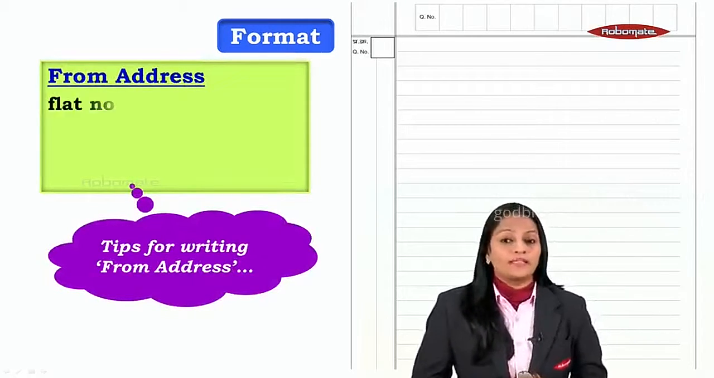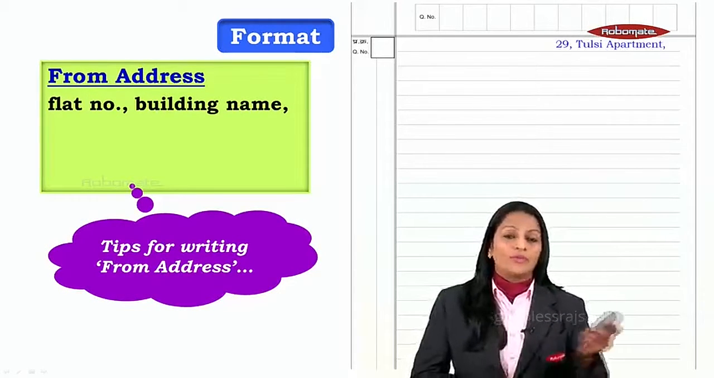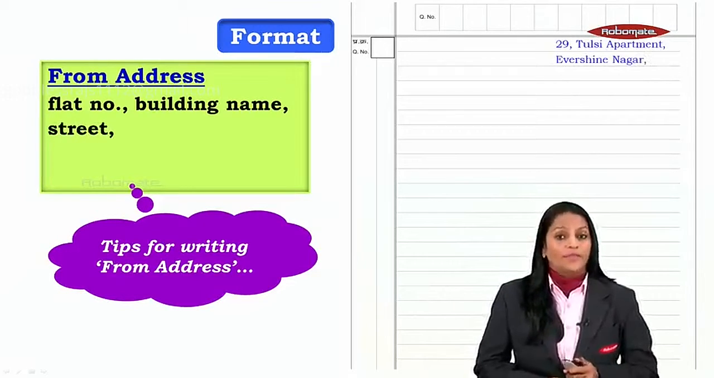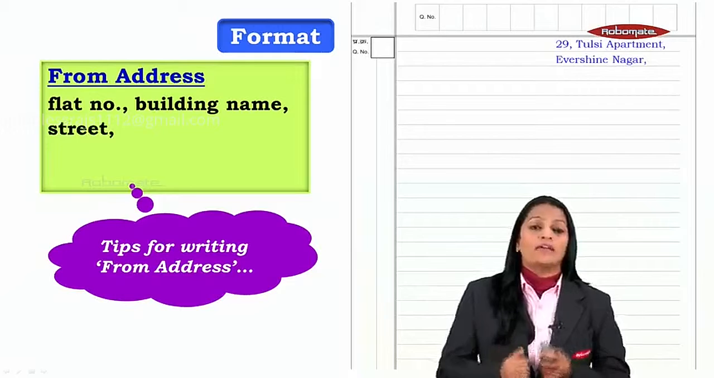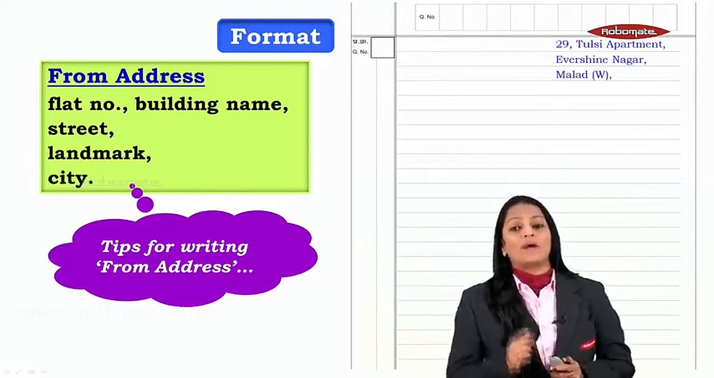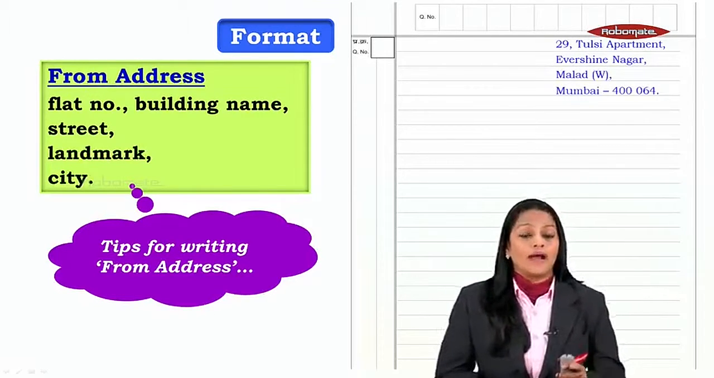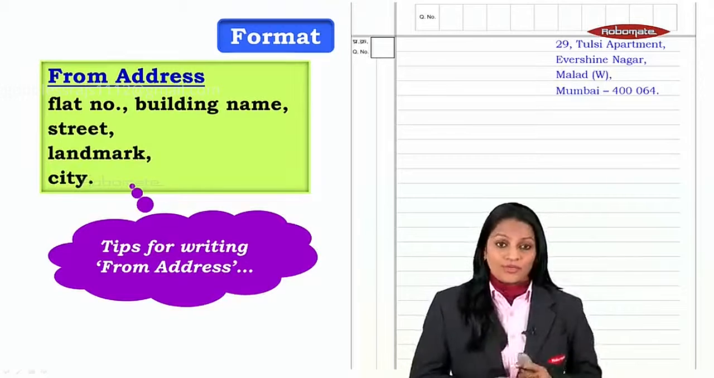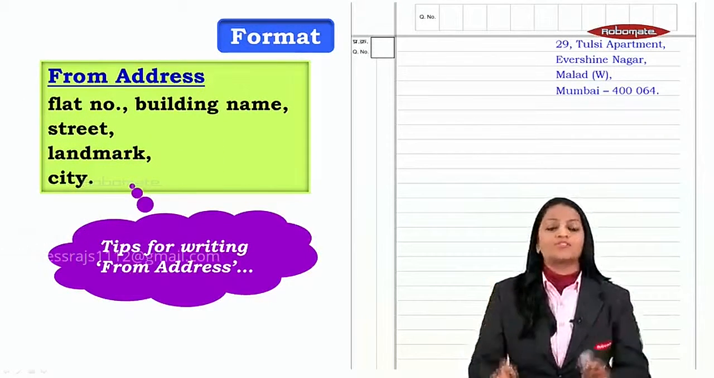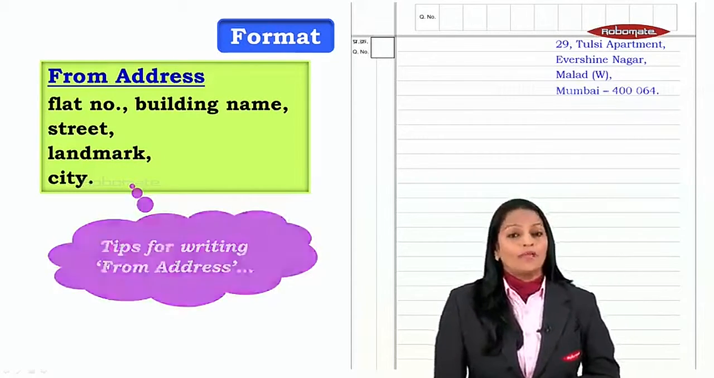Now tips for writing the from address. You will start with the flat number, the building name. You can see there on the paper itself, 29 Tulsi Apartment. Street, that is here Evershine Nagar. Then landmark if any, but here we haven't put a landmark. Straight away we have gone to the city, that is Malad West and Mumbai. You can see the pin code there, students. But if you're not sure about the pin code, don't write. You can just write Mumbai there. Okay, now that was your from address.